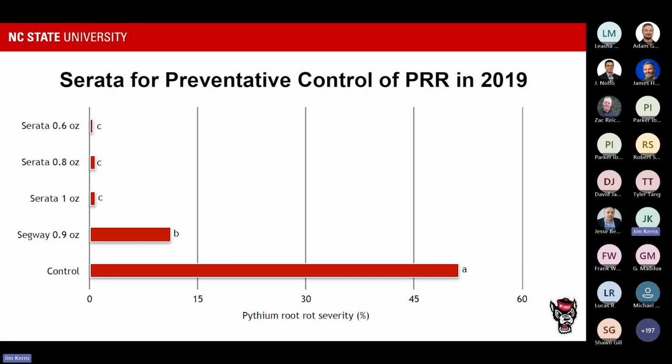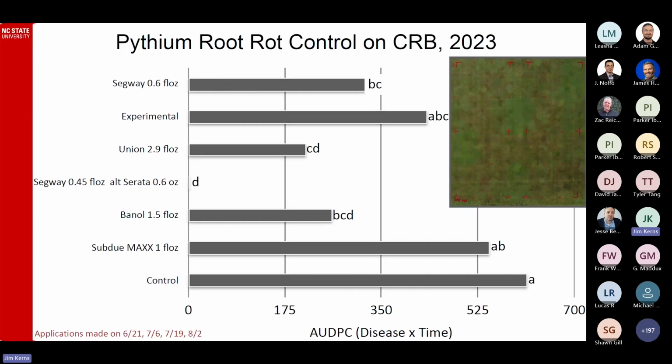Okay, once again, you'll notice 0.6, no different than the 0.8. We were testing at one time a higher rate, didn't matter, right? So fantastic control, right? And you see coupling it with Segway here in just a minute. I mean, beautiful. Zero root rot.